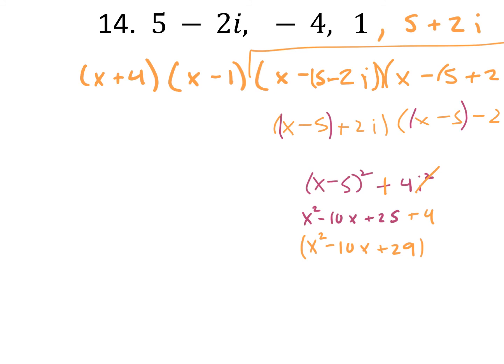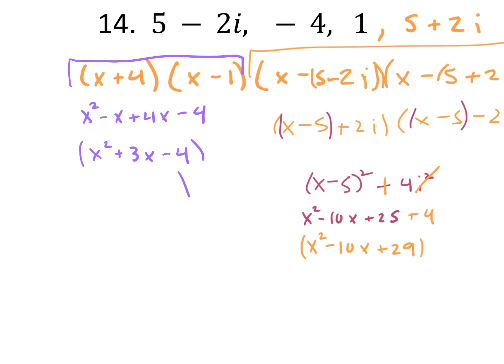Alright, next I'm going to multiply these two together. So I'm just going to FOIL here. So I have x squared minus x plus 4x minus 4. So this would be x squared plus 3x minus 4. So I'm just going to rewrite that down here next to this one, because then I have to FOIL these two together.